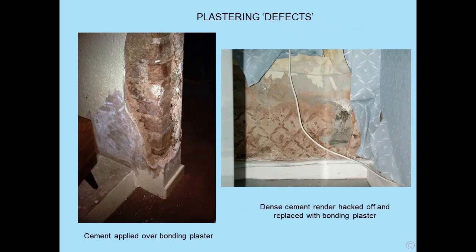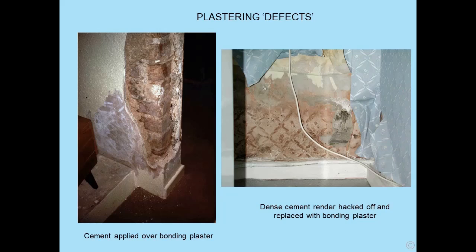Some plastering defects, one on the left is cement applied over a bonding plaster. It's all fallen off. Cement is strong, shrinks on drying. Bonding plasters and gypsums expand on drying, and you get this contrary reaction and it blows off. Also, gypsum plasters are slightly soluble, and in this case you can see a bit of efflorescence on the surface where the water's passed through, gone into the cement. You may have started to get sulfate attack.